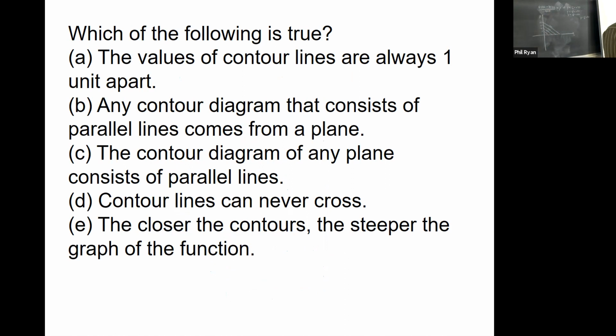Are the values of contour lines always 1 unit apart? No, because steepness varies, right? So if we have contour lines that look like this, that shows something which is kind of flattening out.